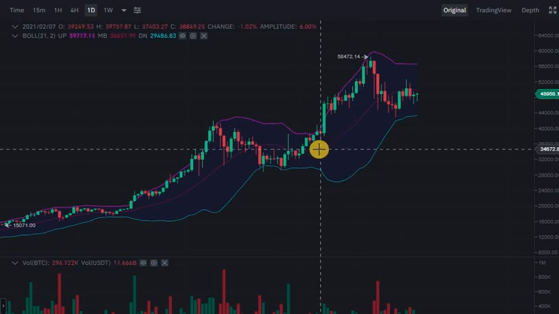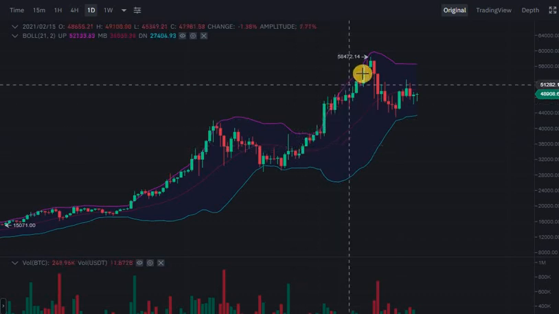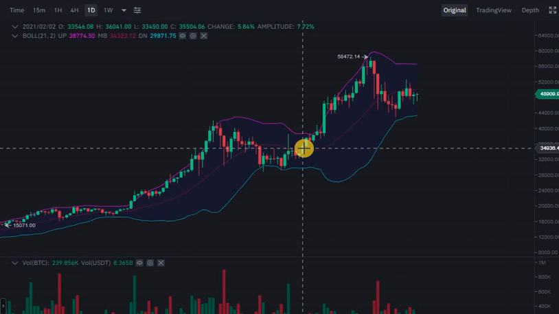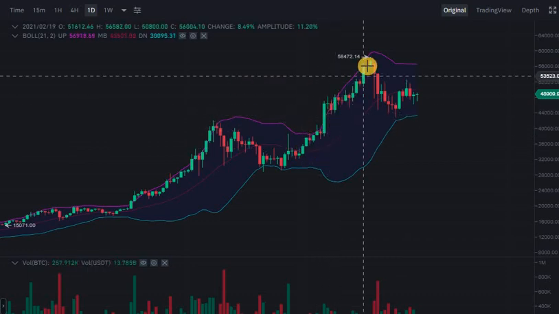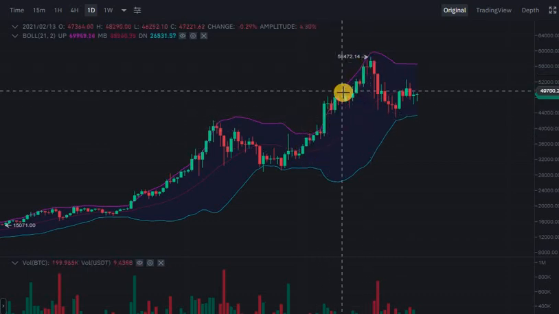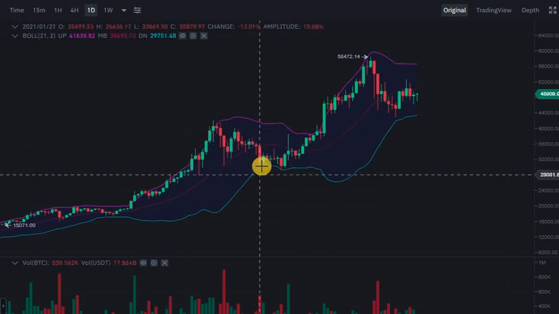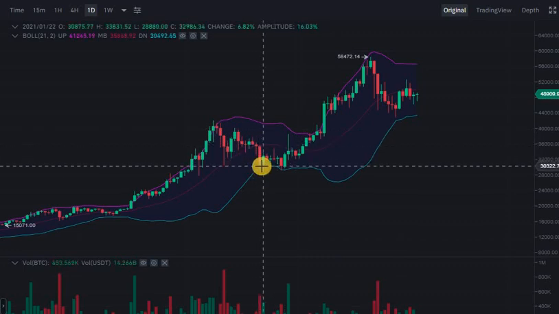When the price is above the moving average and within the upper band, the price is said to be in an uptrend. This is an example right here. As you can see, the price is in an uptrend when it is above the moving average and within the bands. Understand? When the price is below the moving average and within the lower band, the price is said to be in a downtrend.